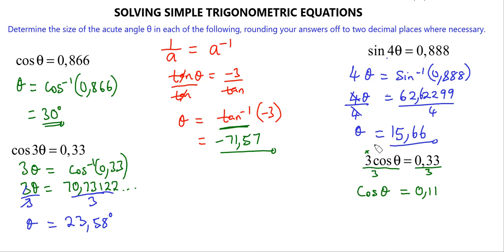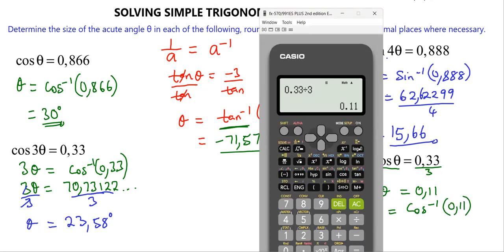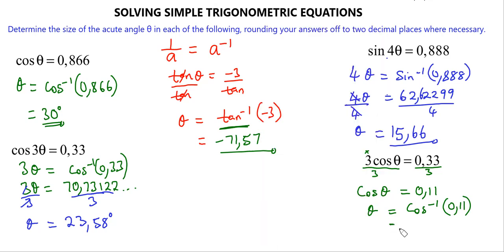Now you need to get rid of cos to be left with theta. So can you see these are steps? We need to remove the 3 first, then we need to remove the cos, because after all, we want to be left with theta. So theta is going to be equal to arccos of 0.11. If we punch that, what do we get? Arccos of 0.11, and we get 83.68 degrees. That's our theta there.